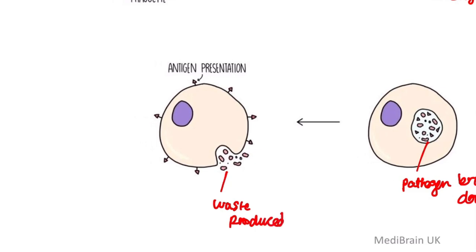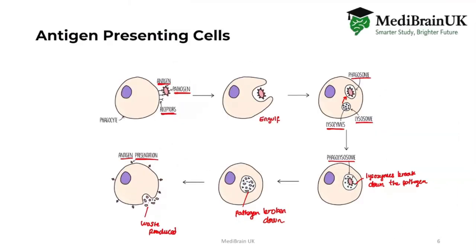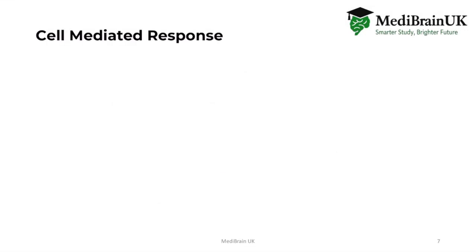And the antigens are presented on the surface of the cell, so the T cells and the lymphocytes can come and trigger the next part of the immune response, which is the cell-mediated response. So the phagocyte has become an antigen-presenting cell. That's where we're at the moment.